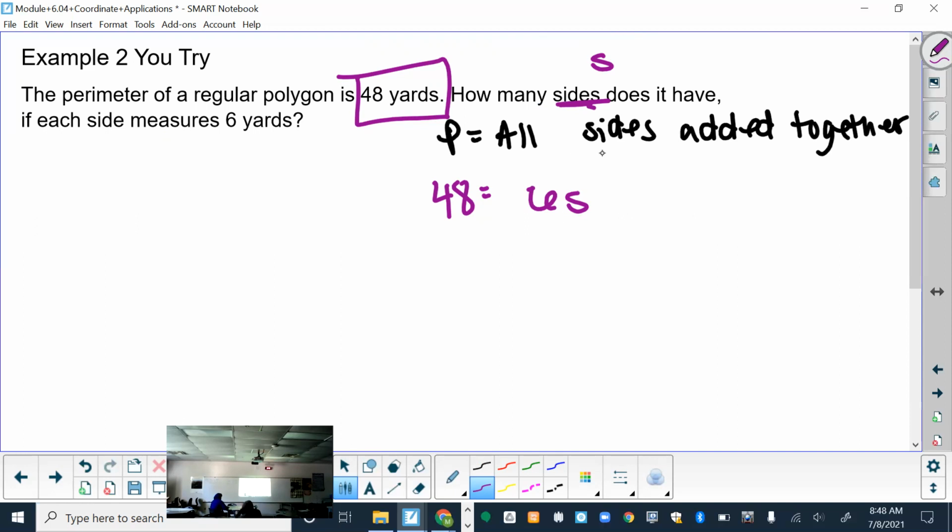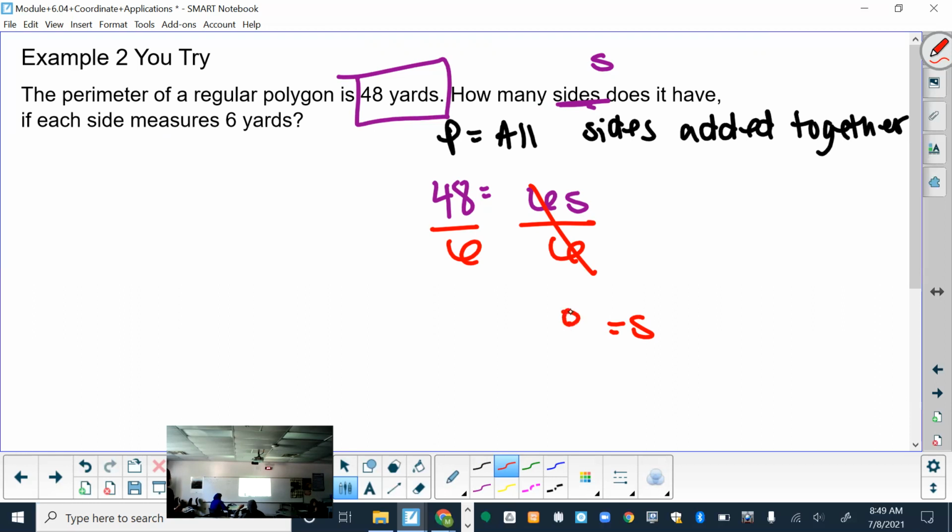But yeah, if they all measure the same, and we don't know how many sides it has, we would set it up like this because we know the perimeter is 48 yards. So if we divide by 6 on each side, that's the opposite of multiplying by 6. How many sides do I have? Eight.